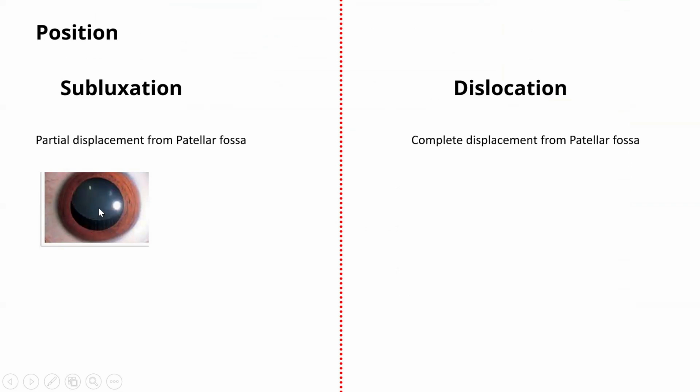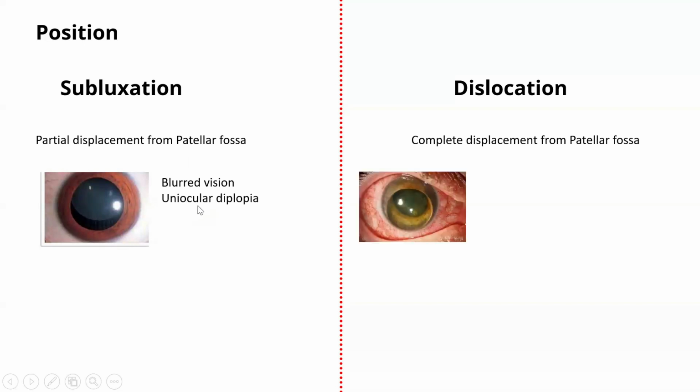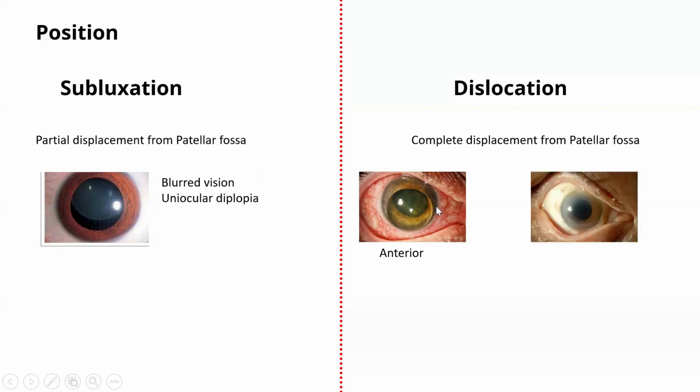What would be the complaints of such individuals? It will probably be blurring of vision, and if it is a partially displaced clear lens, then the patient might experience uniocular diplopia. So subluxation is one of the reasons for uniocular diplopia. In dislocation, it can be anterior dislocation, where it's displaced into the anterior chamber and you can see the whole lens there, or it can be posteriorly dislocated, where you see it as aphakia.